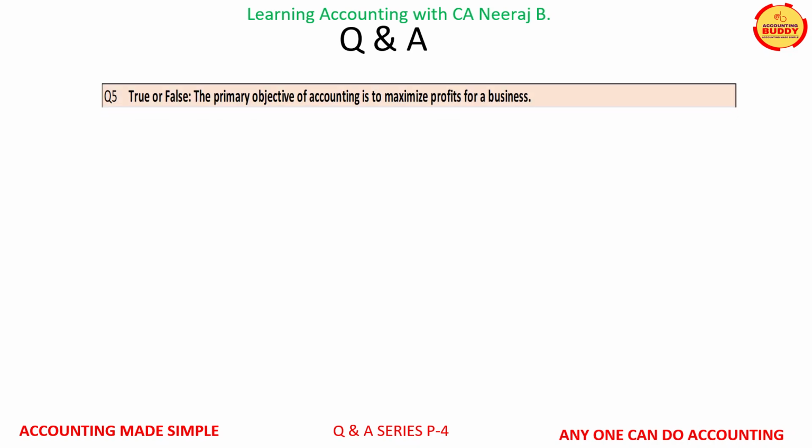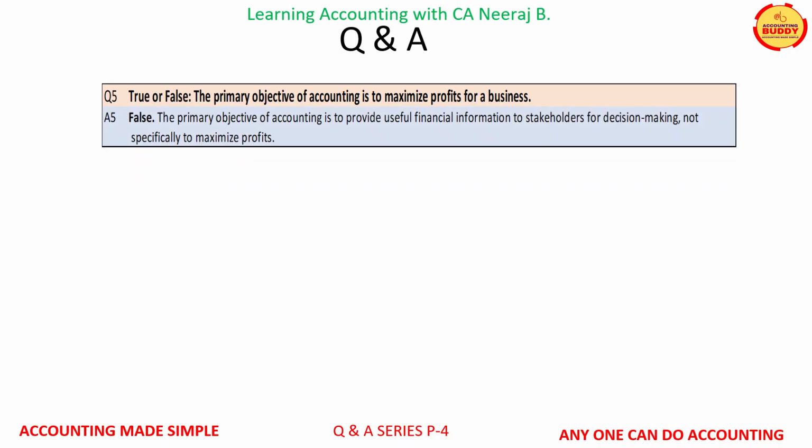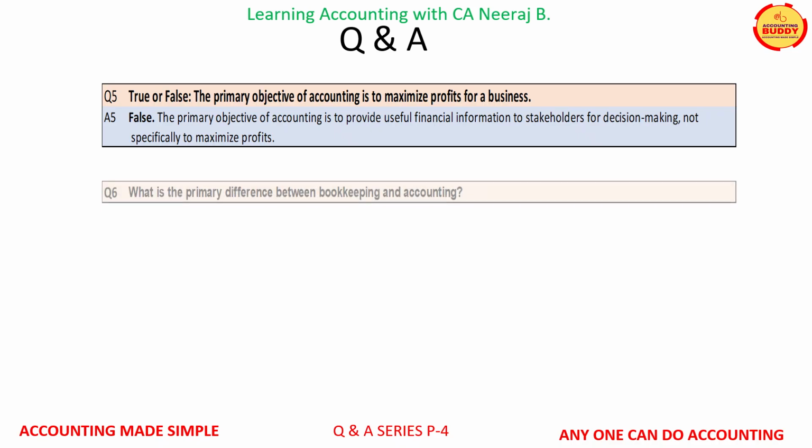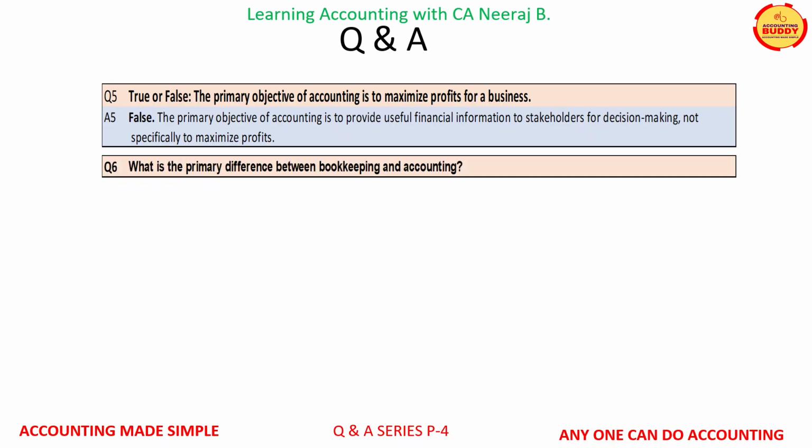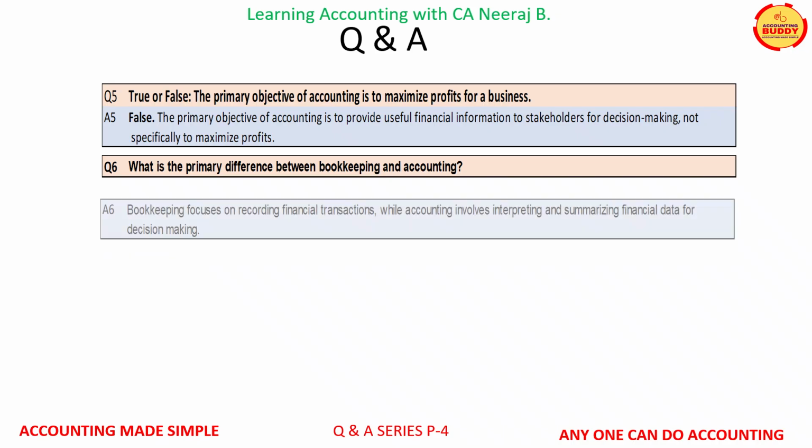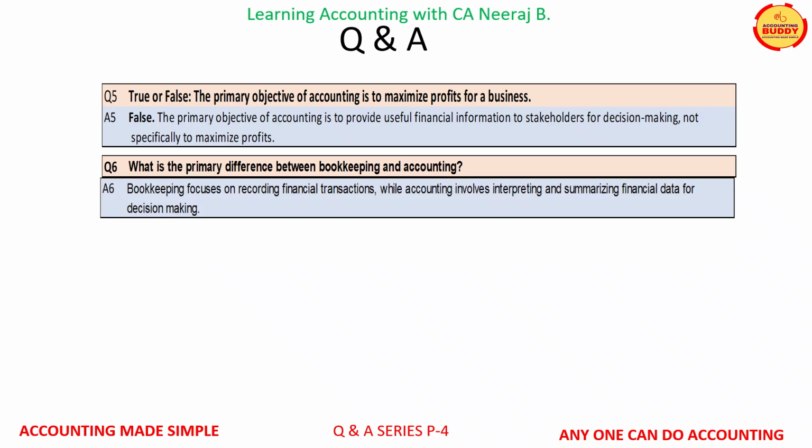Now, fifth question is on your screens, true or false. The primary objective of accounting is to maximize profits for a business. The statement is false. The primary objective of accounting is to provide useful financial information to stakeholders for decision making, not specifically to maximize profits. Sixth question, what is the primary difference between bookkeeping and accounting? Bookkeeping focuses on recording financial transactions, while accounting involves interpreting and summarizing financial data for decision making.